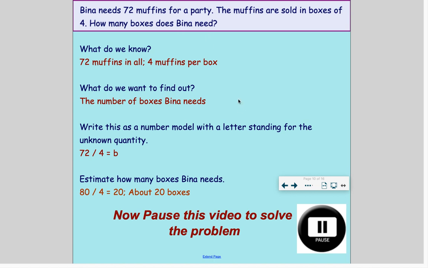So let's go over the problem before we solve it. What do we know? 72 muffins in all. There are 4 muffins per box. What do we need to find out? The number of boxes Beena needs. And the number model could be 72 divided by 4. And we chose the unknown quantity to be B. Estimate 72, we could do 80. 80 divided by 4 is 20. So we estimate it to be 20 boxes. Now please pause this video and try and solve this problem.